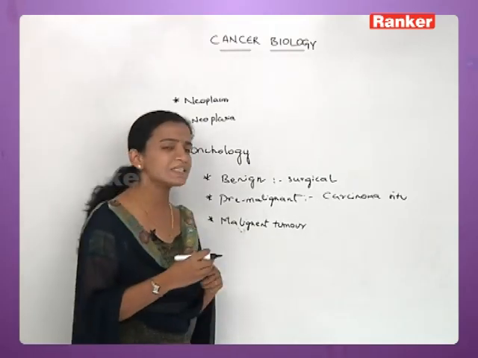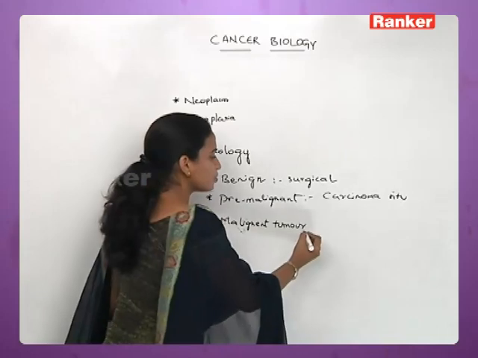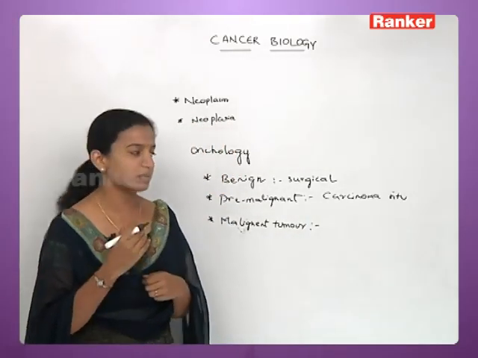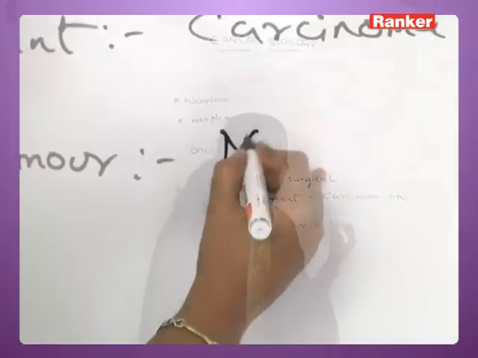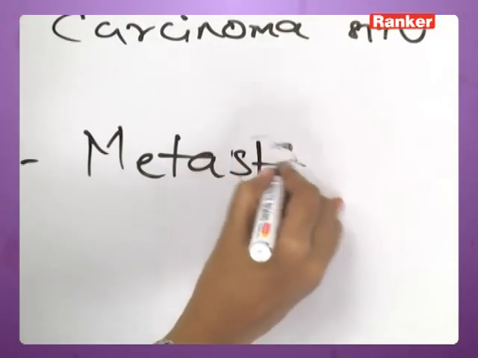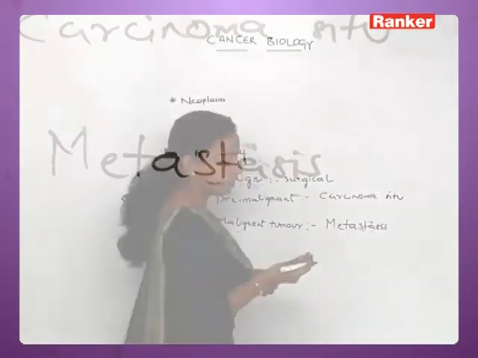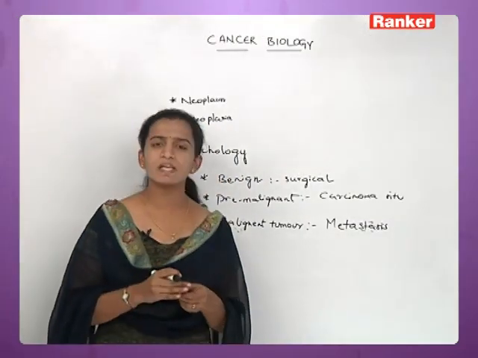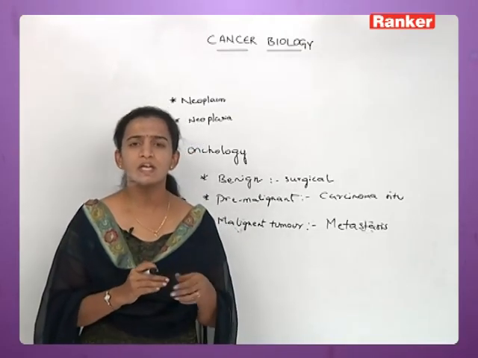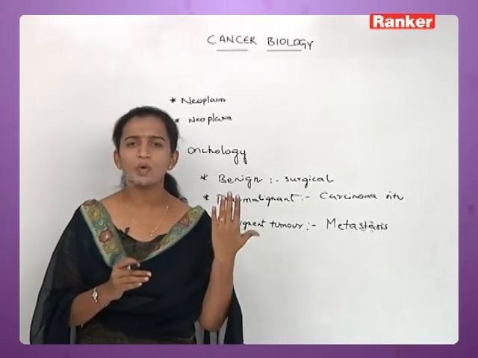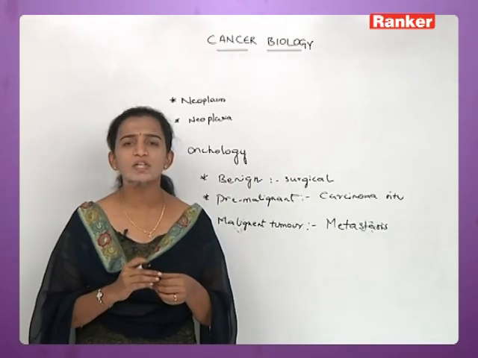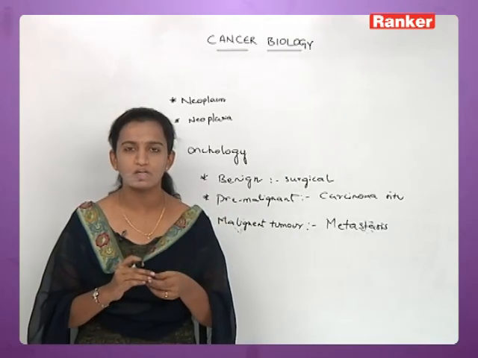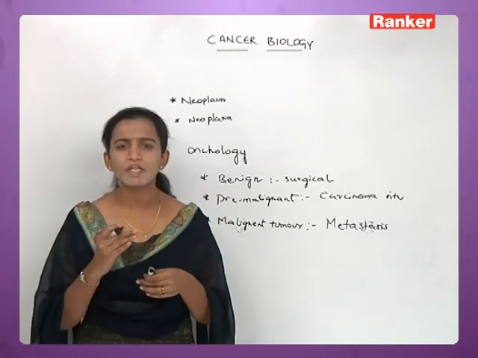Now coming to the malignant tumor, this is a dangerous tumor that spreads all over the body. The process of spreading is called metastasis. So here it is called metastasis. Metastasis means it is going to spread all over the body. That means there is no surgical method here. Why? Because it is spreading from one part to another, so it is going to spread all over the body.